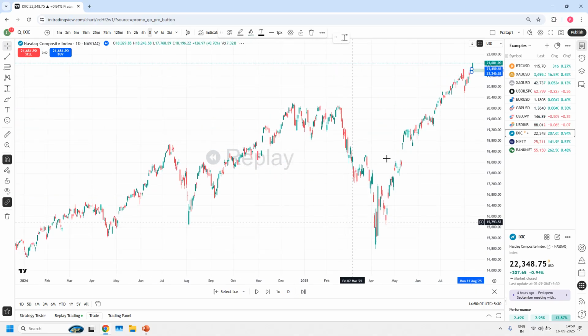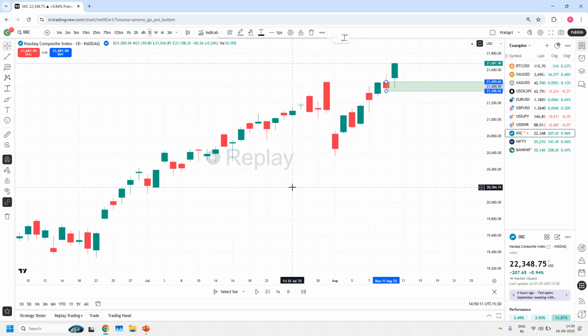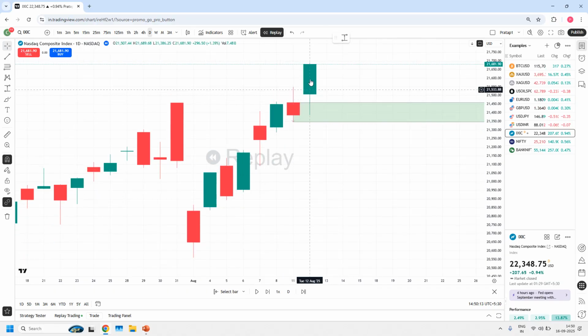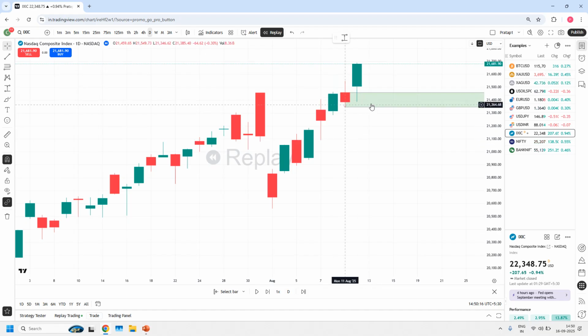Let's check. There are no opposite side zones. This is at the all-time high. Rally, base, rally, all-time high. No supply zones. Such kind of zone, trading purpose is an uncertain zone. Because it is not having any zone. It may work or it may not work. Chances are 50-50. Now let's see what happened in the next candle.